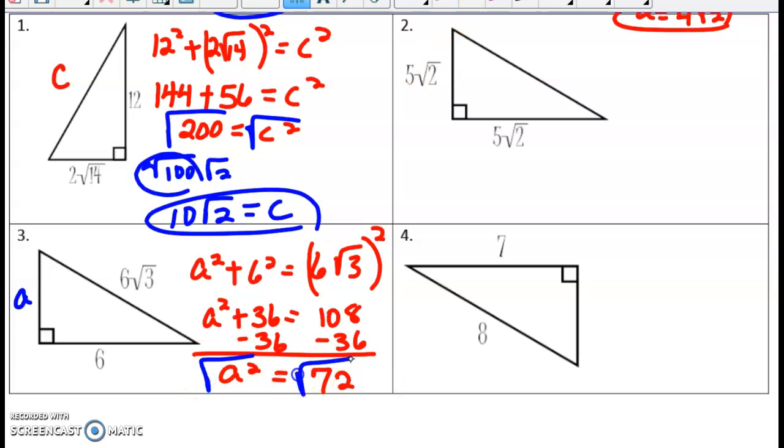Square root both sides. Again, your Casio will work that out for you. If not, 36 divides into 72, and your answer will be 6 root 2. All right, awesome job.